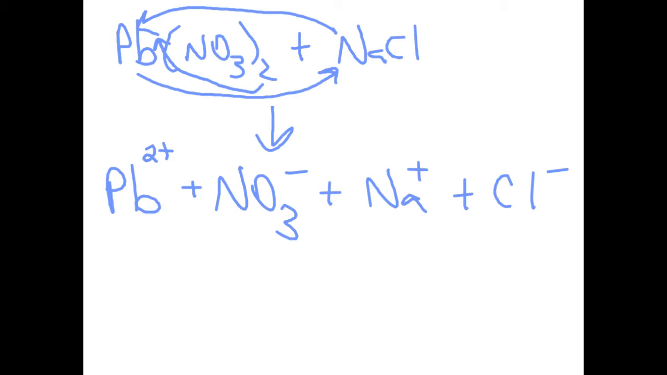What do you mean I have to change the charge? I have 2 NO3s. The charge of NO3 is -1. That's why I have two of them to balance the 2 positive charge on the lead. That's why I switch it up. I bring it up, it's lead 2 plus, and it's NO3 minus 1. Sodium and chlorine, 1 and 1.